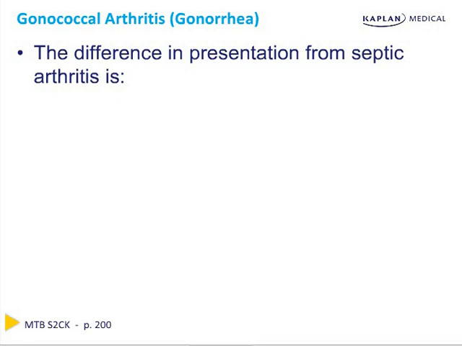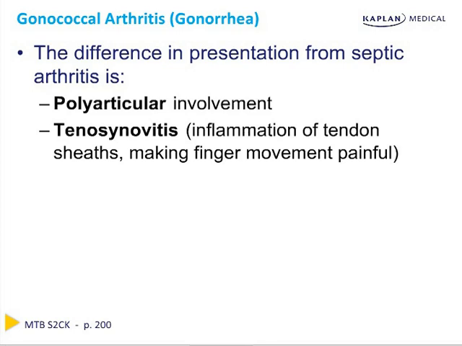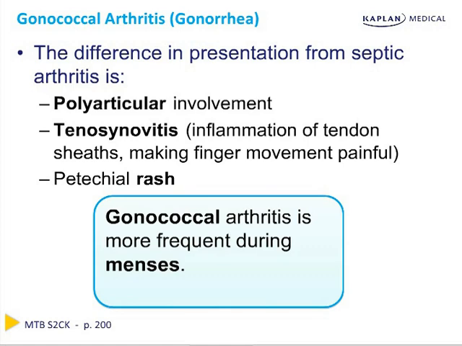We will now talk about gonococcal arthritis. For gonococcal arthritis, look for a history of STDs or a sexually active young person. The difference in presentation from septic arthritis, however, is polyarticular involvement, or multiple joints. They will have tenosynovitis, which is inflammation of the tendon sheaths, making finger movement very painful. Lastly, they may describe a petechial rash. Keep in mind that gonococcal arthritis is more frequent during the menses.